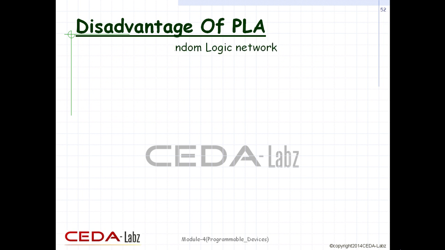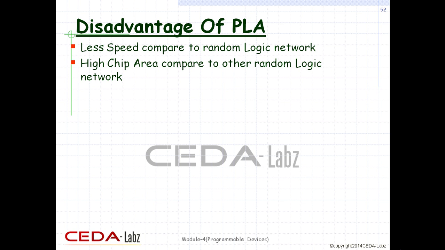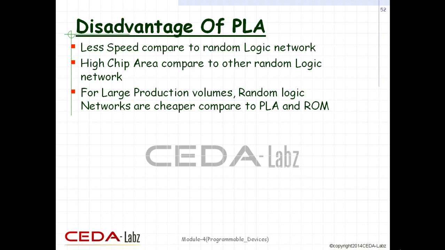Now, each and every implementation has some disadvantages. First concern is speed. The designs implemented in PLA have less speed compared to other logic network. The area involved is large in this implementation. If we go for a large chip production, PLA and ROM are more costly than other random network.